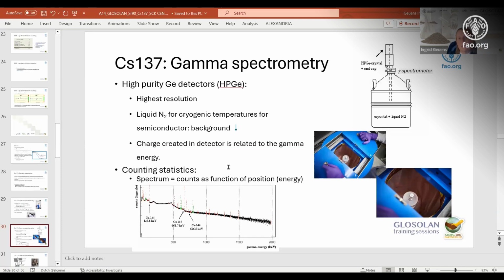In fact, the charge created in the detector is related to the gamma energy. So the spectrum is really based on counting statistics. You measure the counts, or the charges, that are created in the detector versus the energy. So counts as a function of the position, or the energy then. An example you can see there: you have really very specific lines that give you one line at that energy. You can be sure that that's then that isotope. So a completely different spectrum than from liquid scintillation counting for the beta emitters.